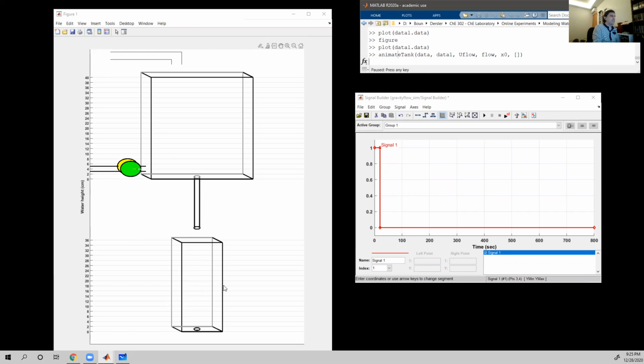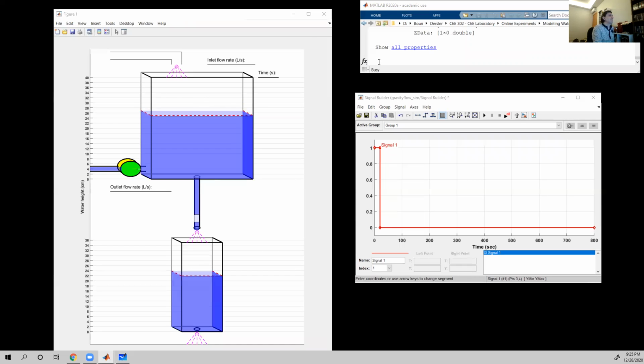21.7 centimeters here with 1 liter per second outlet. Then starting from 20 seconds, I'm going to close this valve. So therefore, the water level here will be going up. And let's see what's going to happen.